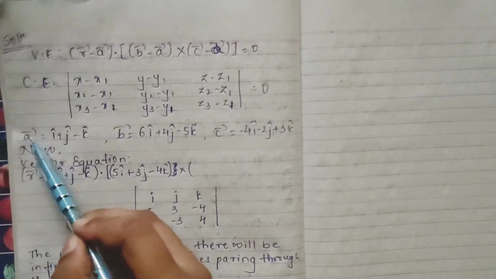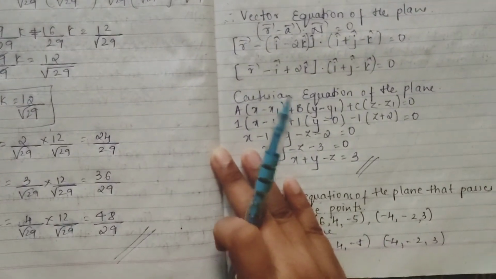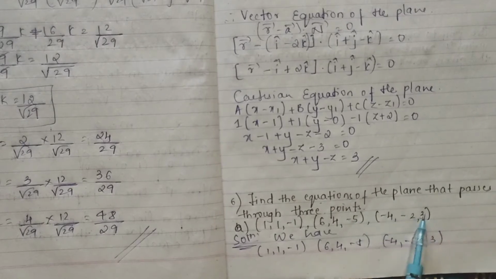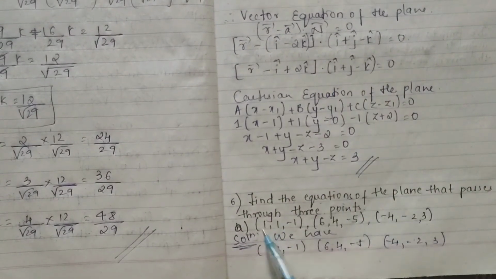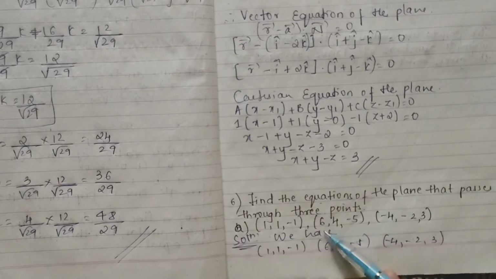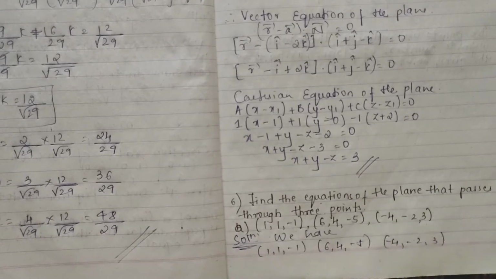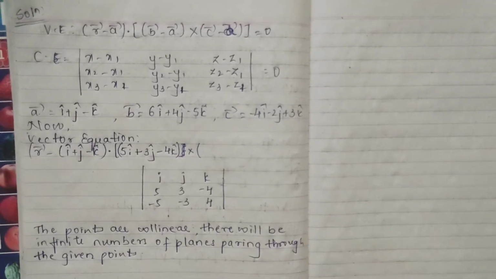Okay, so your vector a will be what? Your points they have given already, right? 1, 1, 1. So vector a, vector b, vector c it will be, and if it is vector, we involve i, j, k, right? So i cap plus j cap minus k cap, 6 i cap plus 4 j cap minus 5 k cap, minus 4 i cap minus 2 j cap plus 3 k cap becomes a, b, c. So which we have written as a, b, c.